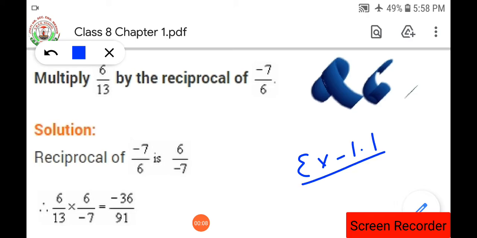Today we are going to see exercise 1.1 from chapter number 1, Rational Numbers. The name of the chapter is Rational Numbers. In the previous video, students, we had already completed exercise 1.1 questions 1 to 5. Now we are going to deal with question number 6. So what does question number 6 say here?